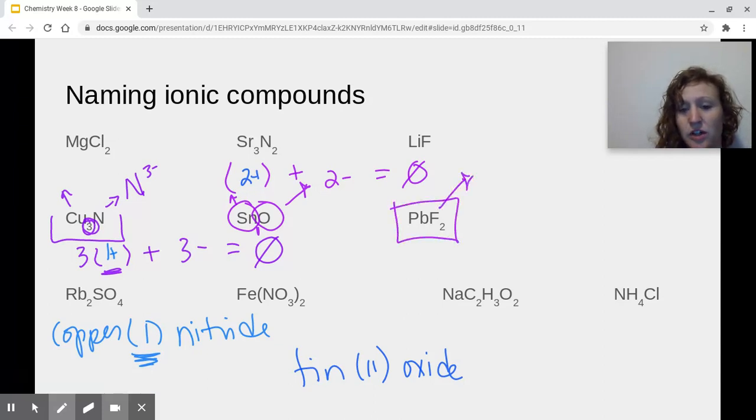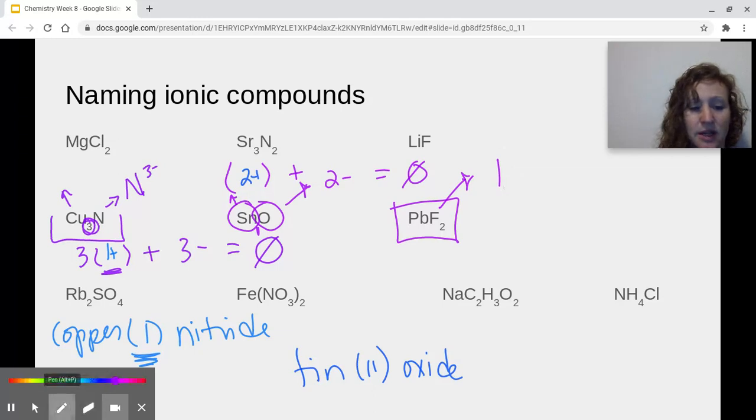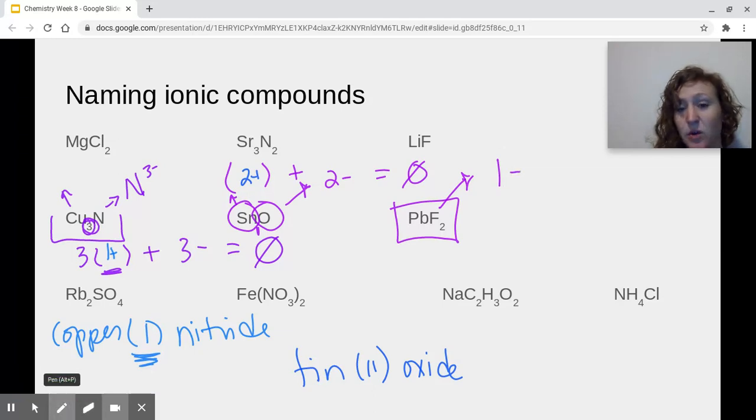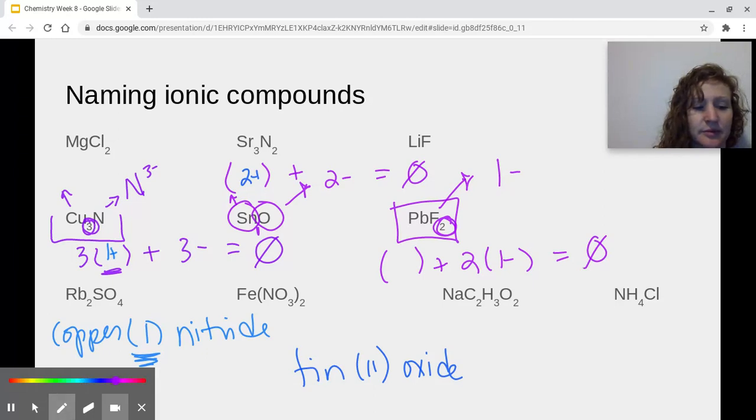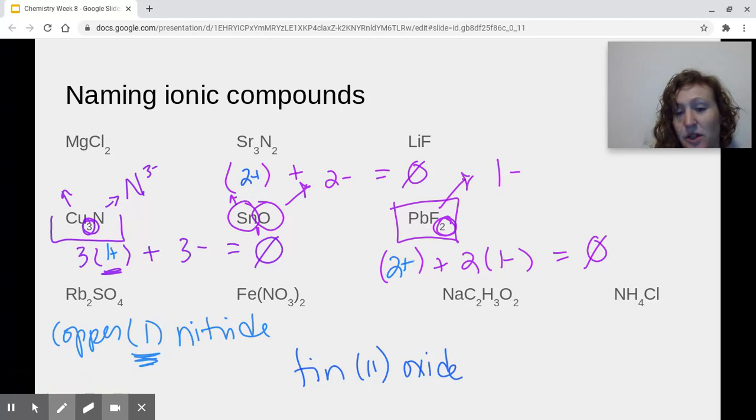Okay, you try it for lead. We know the charge of fluorine. Fluorine only forms 1 charge. Oops, not a 1 plus, a 1 minus. Okay, if you have 2 fluorines, so 2 of the 1 minus, what must the charge of lead be in order to be 0? It's got to be a 2 plus. So the name of that compound is going to be lead 2 fluoride.